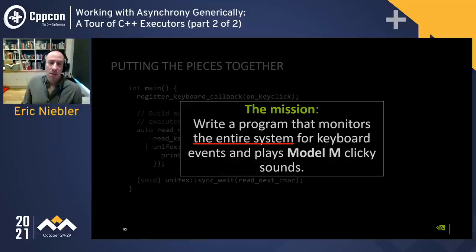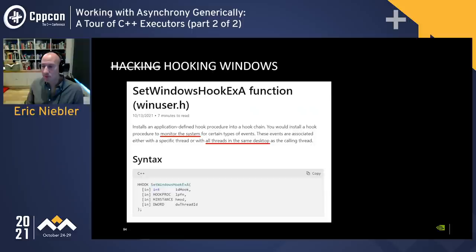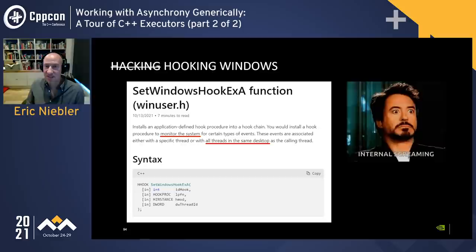Kirkshoop, bless him, notified me about this Win32 API called SetWindowsHookEx, which I had never heard of before. It installs an application-defined hook procedure into a hook chain. You would install a hook procedure to monitor the system for certain types of events. These events are associated with either a specific thread or with all threads in the same desktop as the calling thread. Now, I imagine when I read this, my face did something like that. Like, here is Windows giving you a really easy way to write a keylogger that monitors your entire system for key presses. Like, who thought this was a good idea? I mean, of course, it's secure. You can only install one of these if you are, I think, an administrator on a machine or whatever.